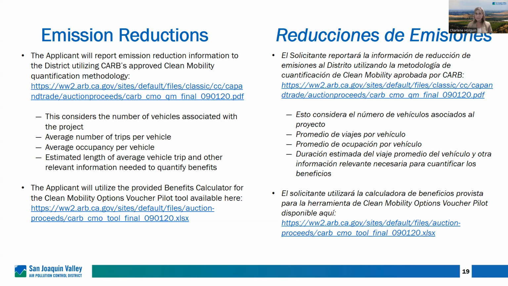As part of the application, we do ask that they calculate emission reductions. We do provide a benefits calculator, and it is with the Clean Mobility Options Voucher Pilot. So if you click on that link, you'll be able to see the calculator. It is a spreadsheet. Once you put all the required information in, the good news, it does calculate and do the math for you. We do have a user guide that will help you get through that process, and Catherine is going to drop the information into the chat box for you.